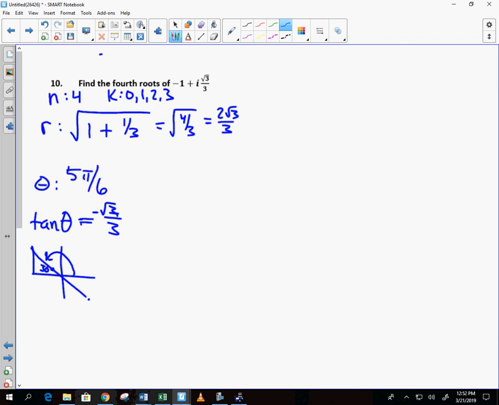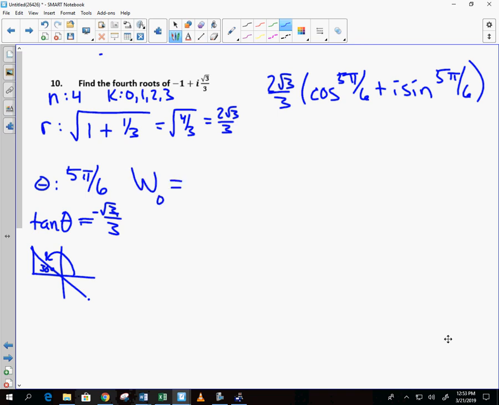Ooh, all of a sudden, a little bit more challenging, huh? So I've got 2 roots of 3 over 3 times the cosine of 5 pi over 6 plus I sine of 5 pi over 6. That's trigonometric form. What do I do with it? Fourth root. So we're only going to set up W sub 0 here. That's all we're going to do. We're going to show you what occurs in a lot of these situations because it's different than the others. So what do we start with?